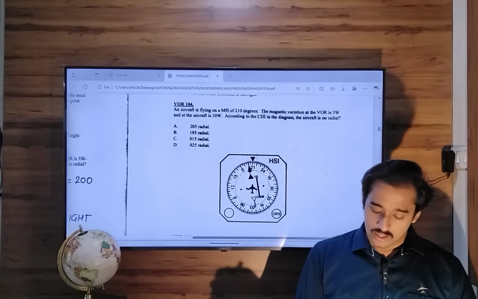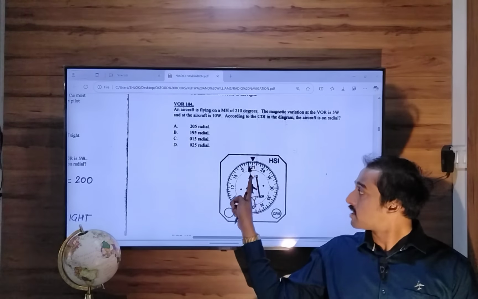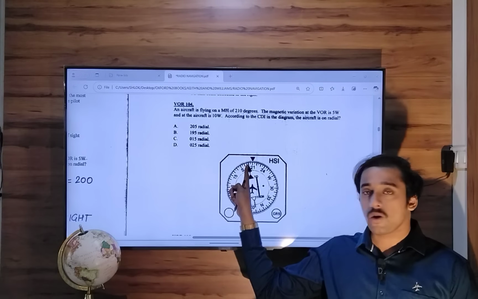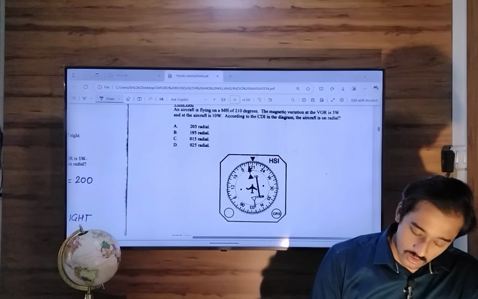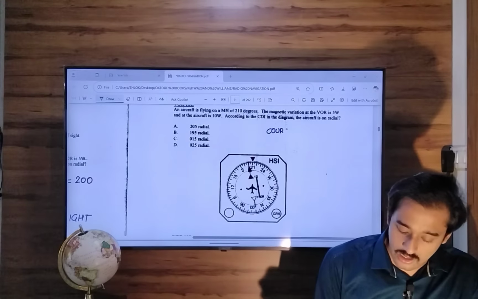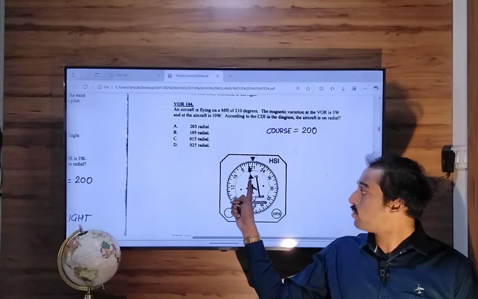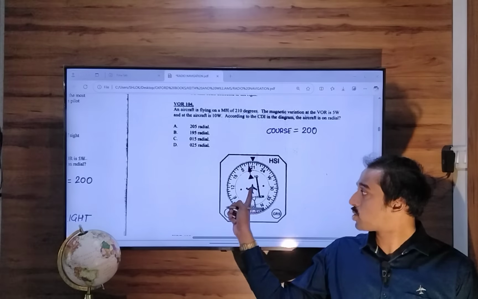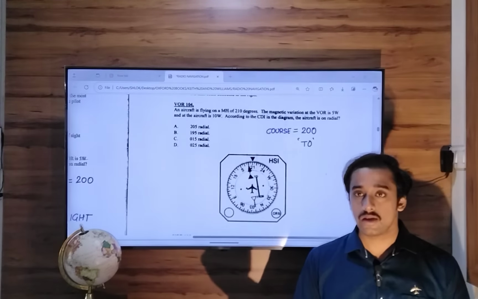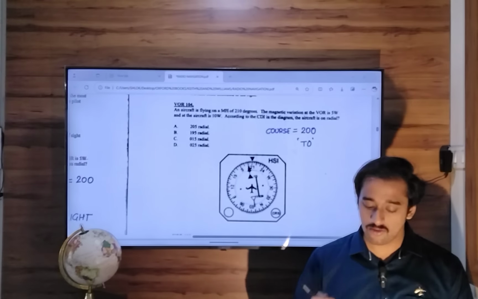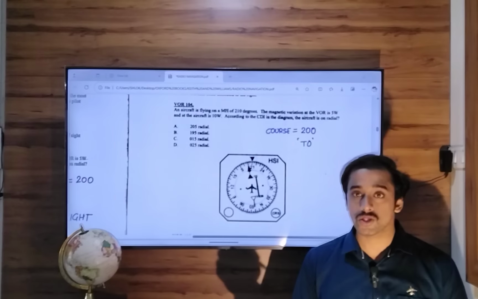So the heading indicated is 210. The course selected is pointing towards 200. And the TO/FROM indication is showing you a TO indication. So that means the track towards the VOR station that we have selected is 200.